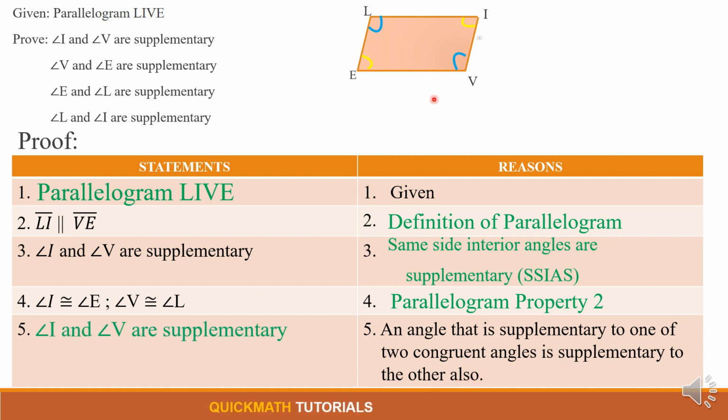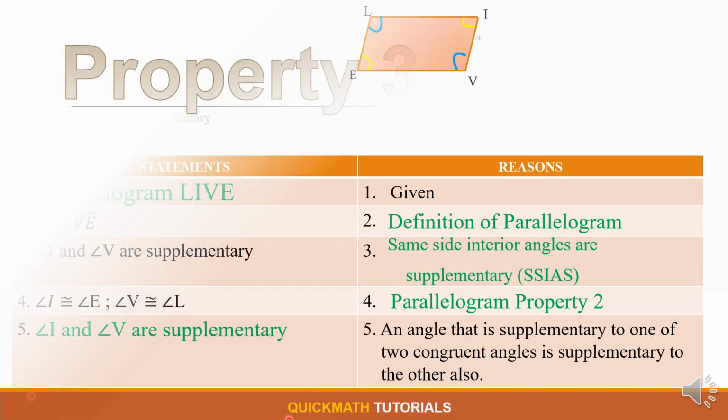So we have angle I and angle V are supplementary, and this is what we are trying to prove. So aside from angle I and angle V, we can also say that angle V and angle E are supplementary. Another, angle E and angle L are supplementary, and angle L and angle I are supplementary. Now we are done with our proof.